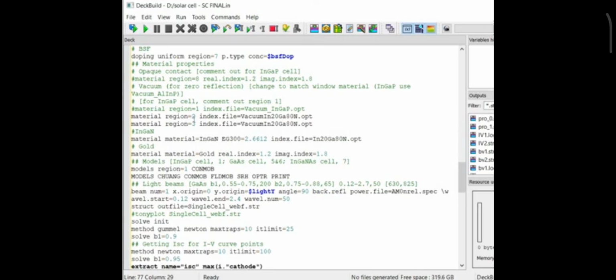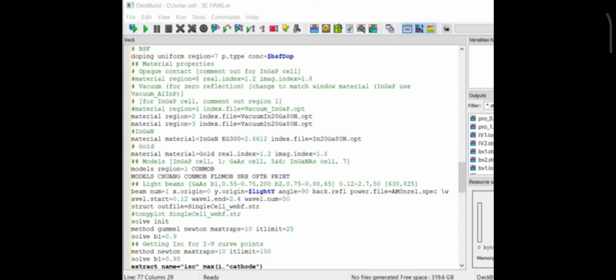First material I have defined with the material number region 2, index file, vacuum, indium gallium arsenide with a mole fraction of 0.20, and the material for the region 3 having the same index file. Next, I have defined some properties of the indium gallium nitride material, having the electron band gap and the index file which contains the wavelength and index of reflection of the proposed material. Next, I have defined the gold material with real index 1.2 and the imaginary index 1.8.